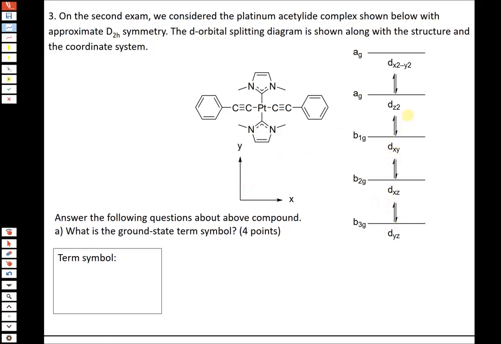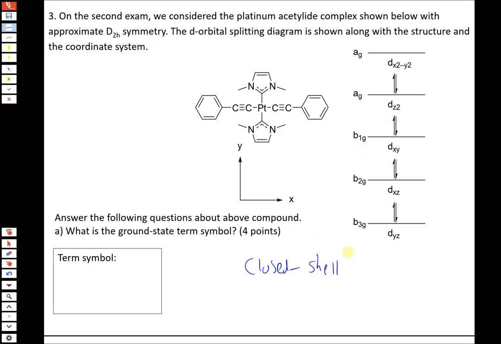So the first question is, what is the ground state term symbol? Well, this molecule is closed shell. And again, we can easily see that from the orbital diagram, which shows that all the d orbitals that are filled are doubly occupied. There's no unpaired electrons. So anytime you have a closed shell ground state, it's going to be totally symmetric.